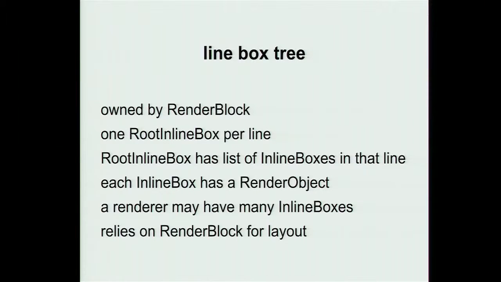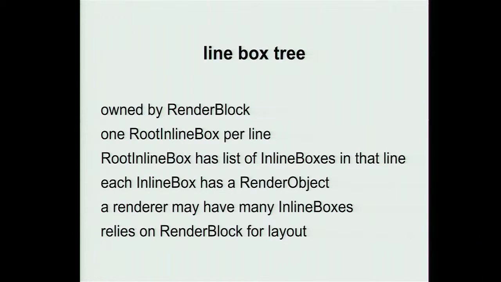So, line box tree, I've spent a lot of time in there. It's owned by the render block. There are these things called root inline boxes, one per line, and that owns all of the inline boxes that are within those lines. So every render inline is associated with one or more inline boxes, and every inline box has exactly one render object.